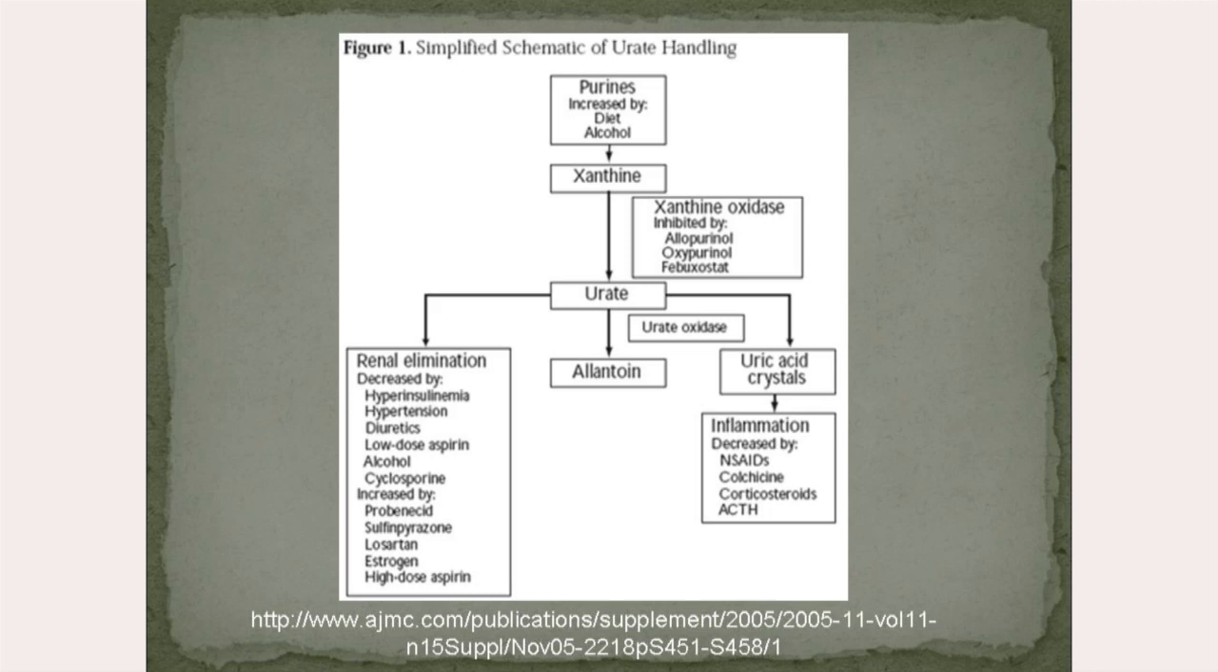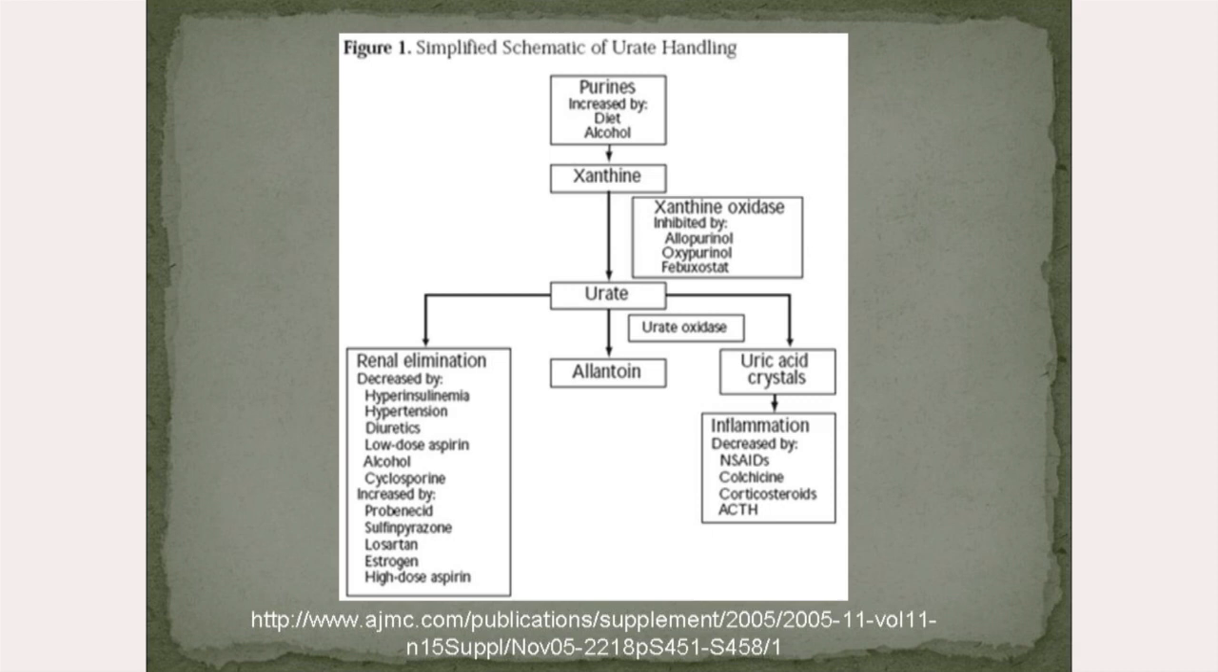So this is just a brief schematic. We've got the purines, which get broken down into xanthine, which gets broken down into uric acid. Okay, so allopurinol and febuxostat block this pathway, the conversion of xanthine to urate. If we use something like pegloticase, it essentially converts the urate to allantoin, which can be excreted from the body. If uric acid crystals form and cause a gout flare, then again we use anti-inflammatories to treat the gout flare.